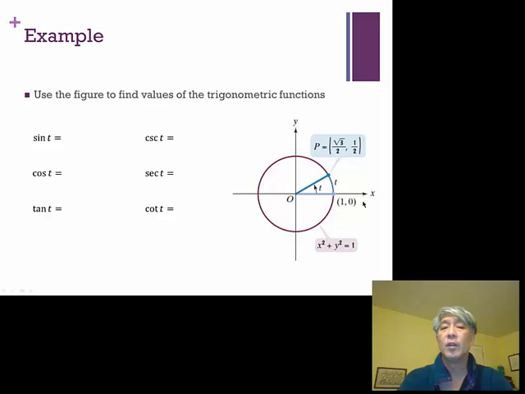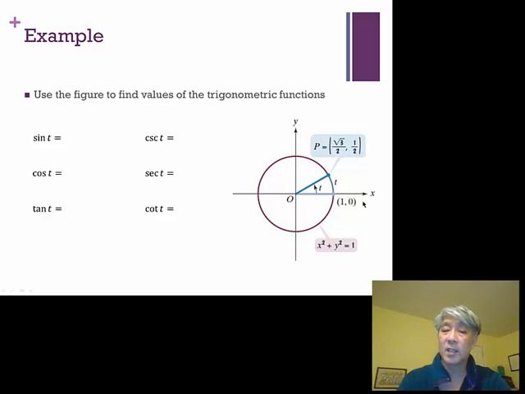So here I have an example. Use this figure to find values of the trigonometric functions. I have an x value and a y value given: square root of 3 over 2 and 1/2. The formula in the corner there, x squared plus y squared equals 1, is the formula for a circle. Note that a circle is not a function. It fails the vertical line test. There's also no inverse because it fails the horizontal line test. But sine, cosine, and tangent, those are different aspects. See if you can fill out this table given that point on the circle.